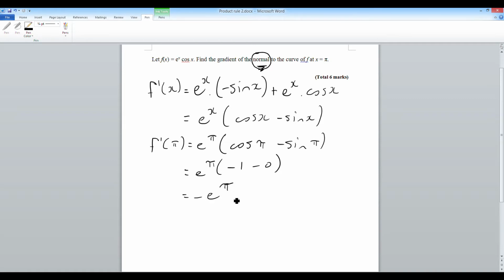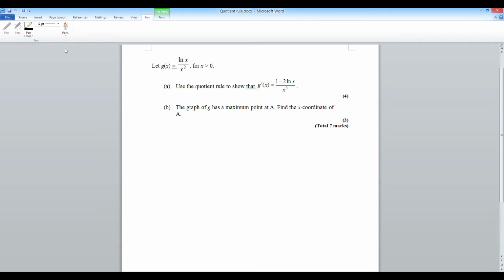But this is the gradient of the tangent. So the gradient of the normal means that I have to find the negative reciprocal. In other words, if my gradient is -e to the pi, I have to multiply it with the negative, so it will become positive, and I have to find the reciprocal, which means e to the pi. So this will be the gradient of the normal to the curve.